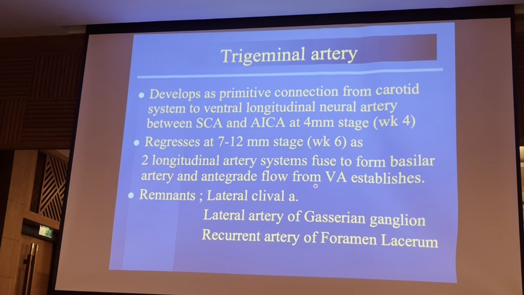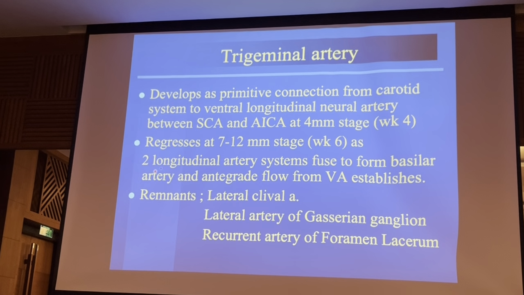Before the vertebral artery establishes, the supply to the ventral longitudinal arterial axis was centripetal, from the central to lower down. But as the vertebral artery develops, it reverses flow to centrifugal, from the vertebral artery up. Remnants of the trigeminal artery are the lateral clival artery, the lateral artery of the Gasserian ganglion, and the recurrent artery of the foramen lacerum. These are arteries normally remaining as part of the trigeminal system.